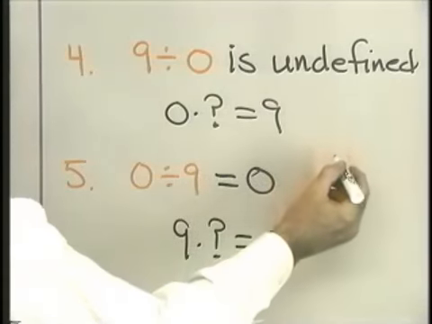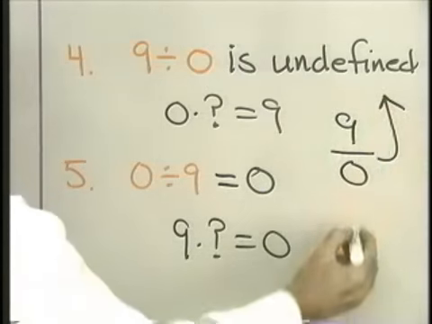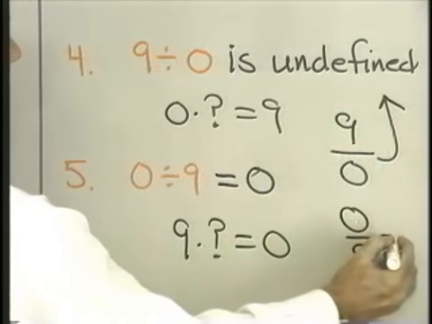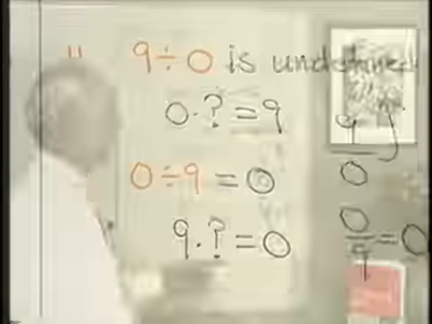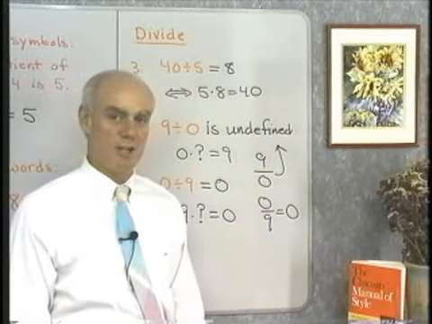If I wrote those in sort of fraction form, 9 over 0, that's undefined. 0 over 9, that's equal to 0. So we can't divide by 0. Later when we work with fractions, what we'll say is we can't have 0 in the denominator.